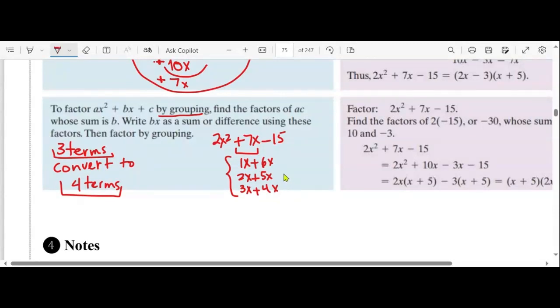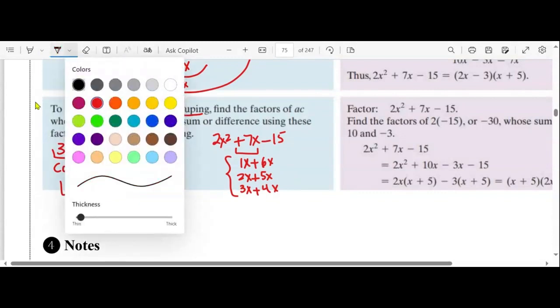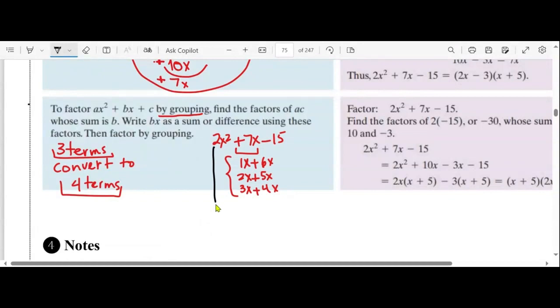So the easiest way to do this is, let's think, we have to multiply 2 times what? Negative 15. So that's your first step. 2 times negative 15. How much is 2 times negative 15? Now I need the product of negative 30, and their sum is what? I need the sum 7.